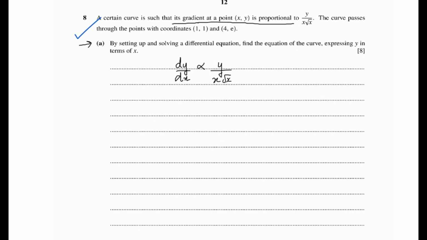is proportional to y over x root x. Okay, if I want to change the proportional sign to an equal sign, we do it like this: dy by dx equals, and then you include a constant of proportionality. We'll call it k, y by x root x. This is how you convert a proportional sign into an equal sign. Right, so this is the differential equation, and now they said set it up, which we did, and now we are going to solve it.